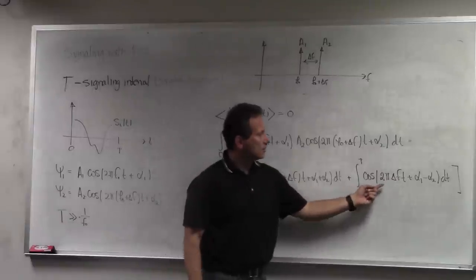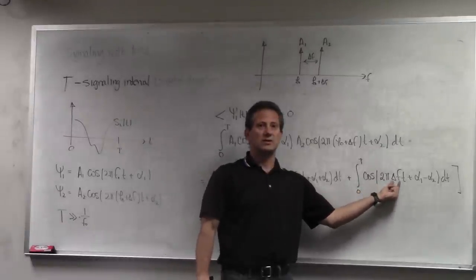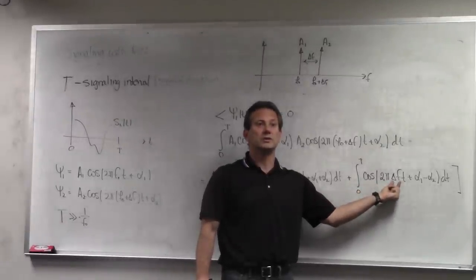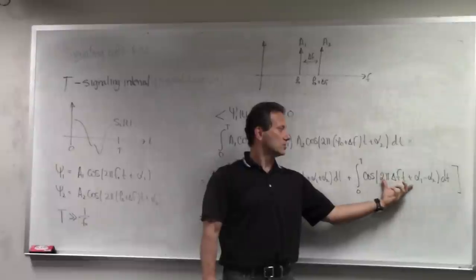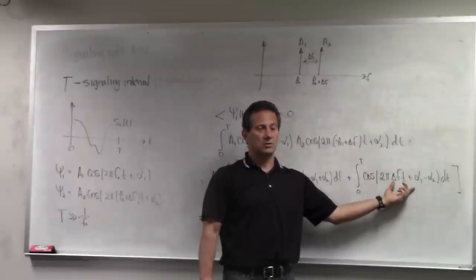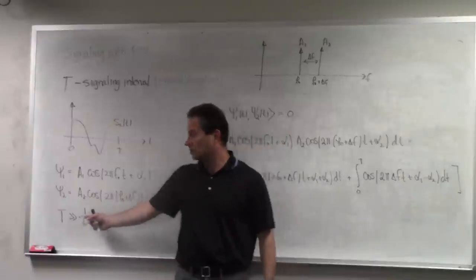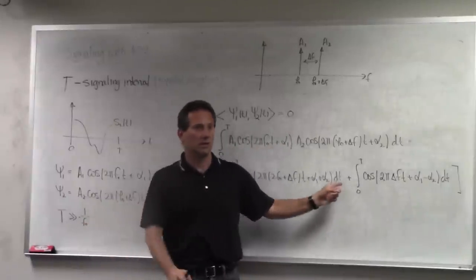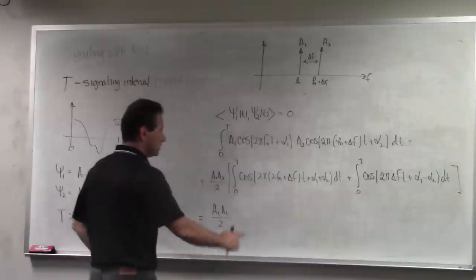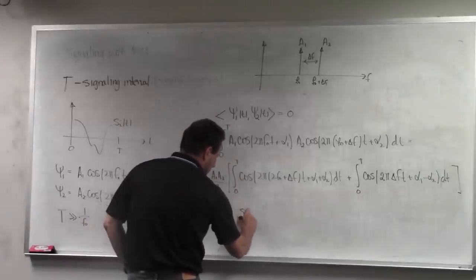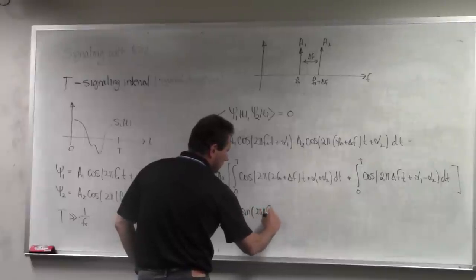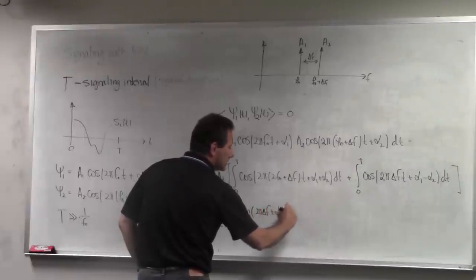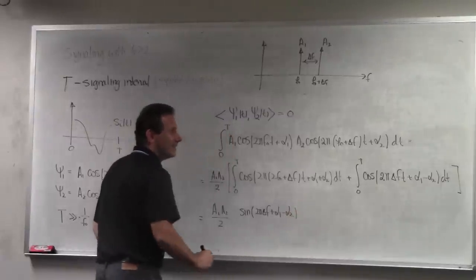Now, this one, I cannot assume it's zero, because I'm actually looking at how small this delta f can be so that I maintain orthogonality. So this may actually be a sinusoidal of a very small frequency. That means that this condition will not hold for the second one. But I can easily integrate the second one. What is the integral of the cosine? It's going to be sine of 2 pi delta f plus alpha 1 minus alpha 2. You can do it now if you want.